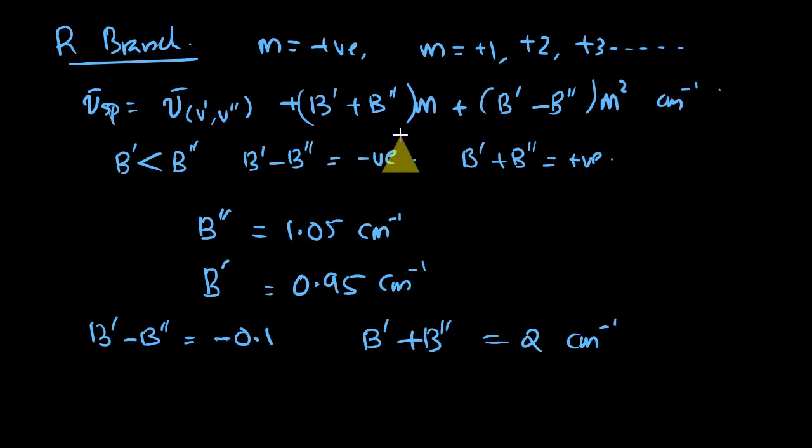Okay, finally I will add these two together. In the session, I will add these two, B prime plus B double prime into M plus B prime minus B double prime into M square. So let me write that also here: B prime plus B double prime into M plus B prime minus B double prime into M square. Okay, why is it like that? We can see that in our equation we have these two added. So I will find out these two also.